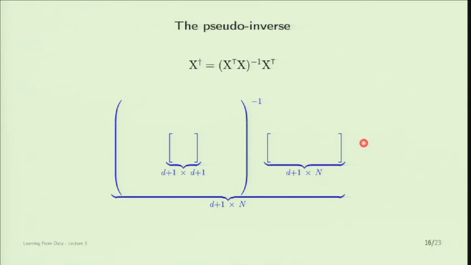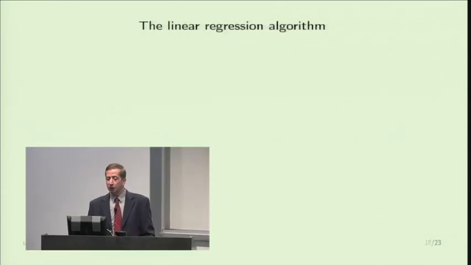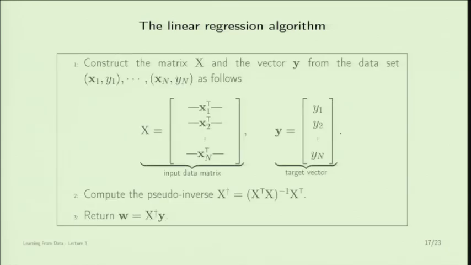And if you look at it, this will be multiplied by what? Multiplied by y, which is y1, y2, y3, yn, corresponding to different outputs, and as a result of that, you will get the W's, W0, W1, up to WD. Indeed, if you multiply this by an N tall vector, you will get a D plus one tall vector, and that's what we expect. Okay, so let's now flash the full linear regression algorithm here.